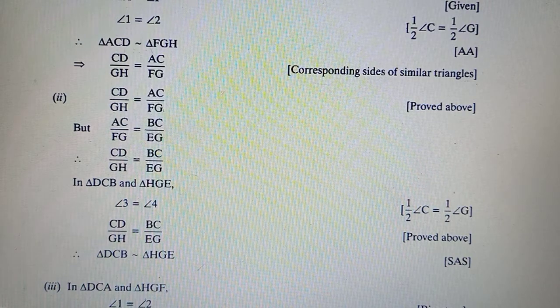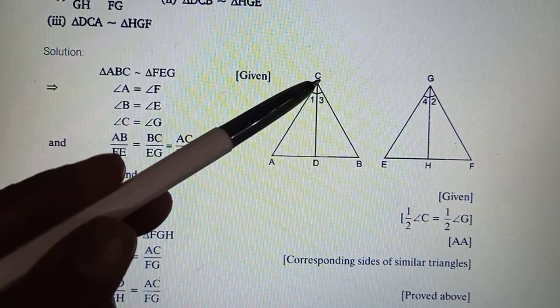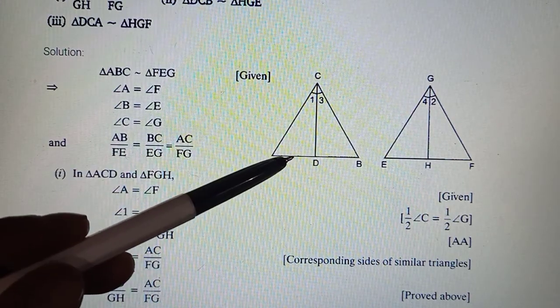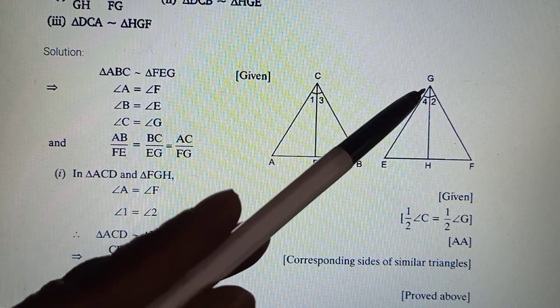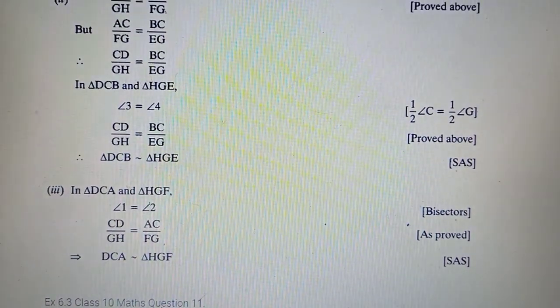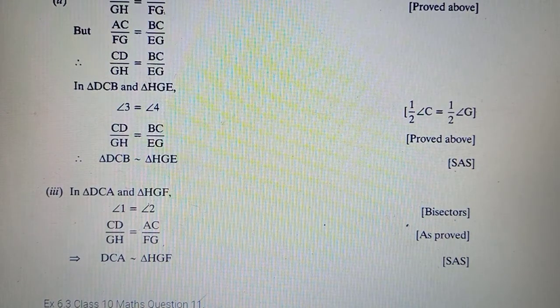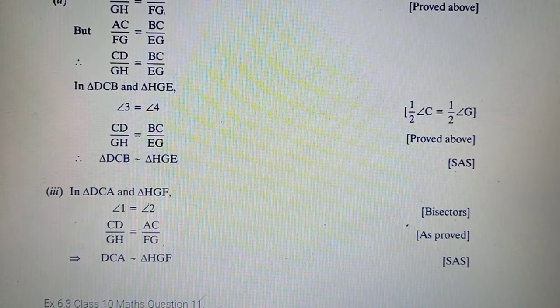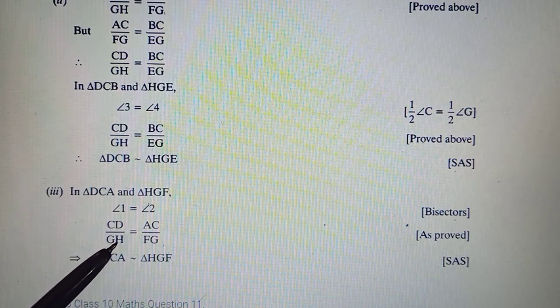Okay. Next we had to prove DCA. Let's get back to the figure. Where is our DCA? DCA, this triangle here, and HGF. These two triangles also we have to prove are similar. So for that, we'll get back to, again, angle 1 is equal to angle 2. All were the same, same half, because they are given as angle bisectors of equal angles. Okay, and then this proportion we had already proved. So this is again giving you SAS criteria. These were the sides including the equal angles.